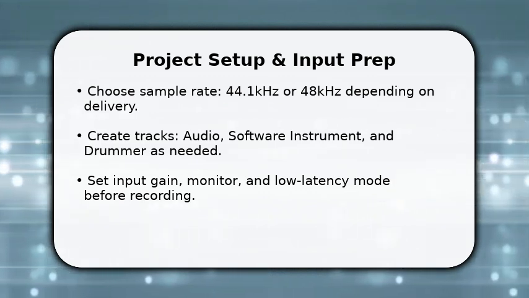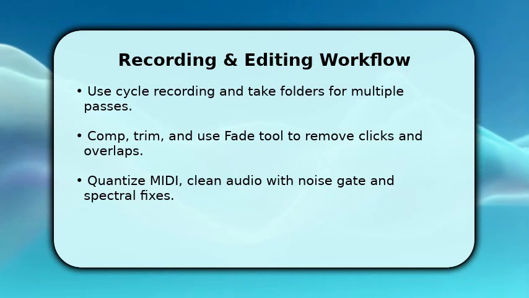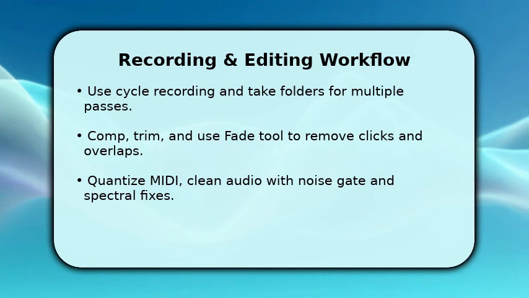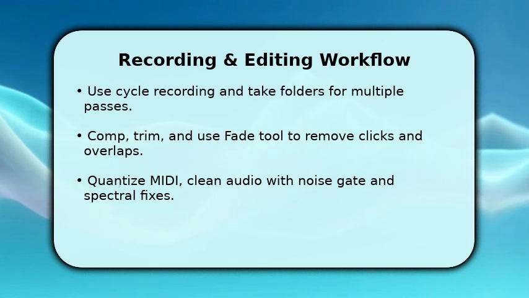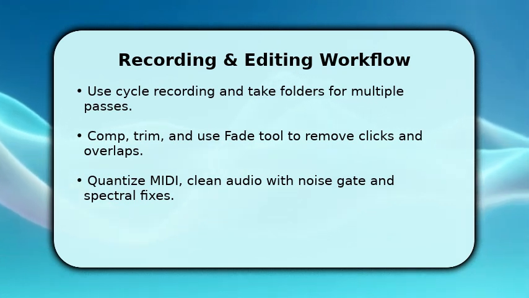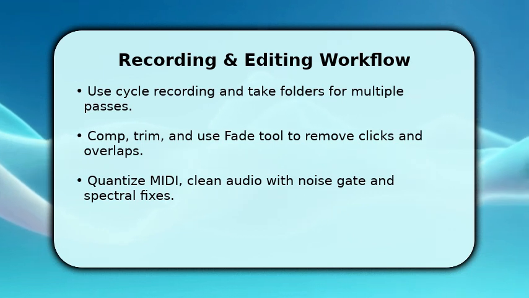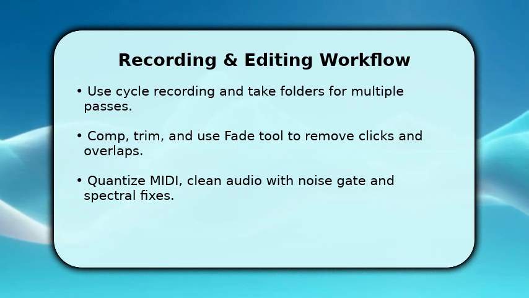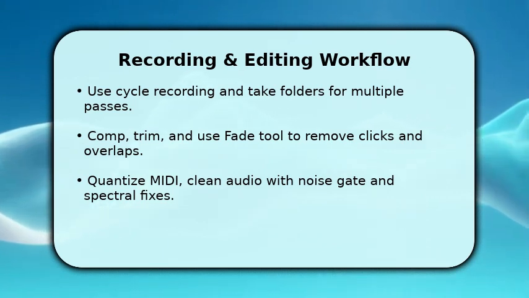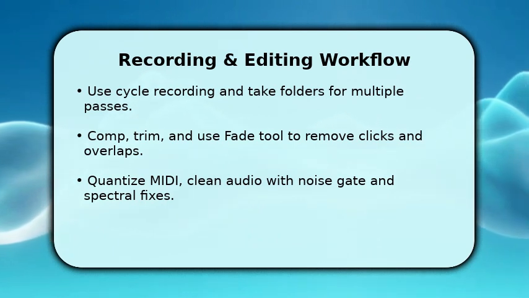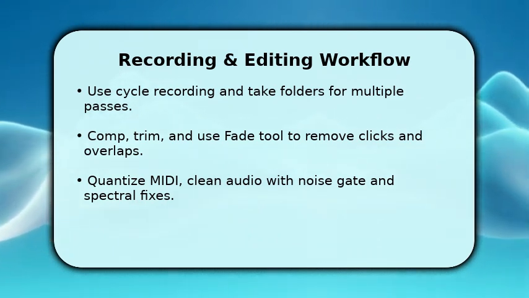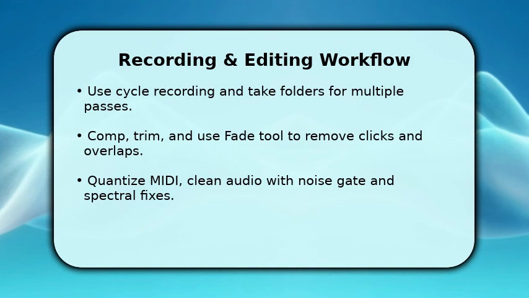Now you record and refine efficiently. Use cycle recording for multiple takes and store them in take folders so you can comp the best phrases. This speeds arrangement decisions. When editing audio, trim with the scissors and apply short fades to eliminate clicks. Crossfades fix overlaps. For MIDI, quantize conservatively and humanize timing to avoid mechanical feel. Use the noise gate and EQ to clean tracks, and apply gentle compression to control dynamics. This preserves clarity while making mixes sit correctly.